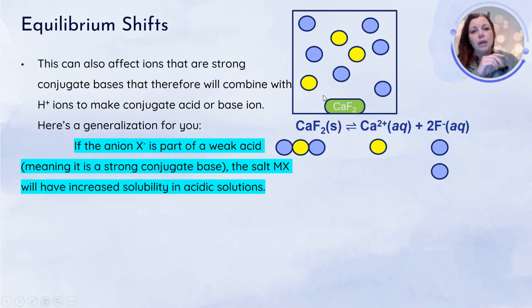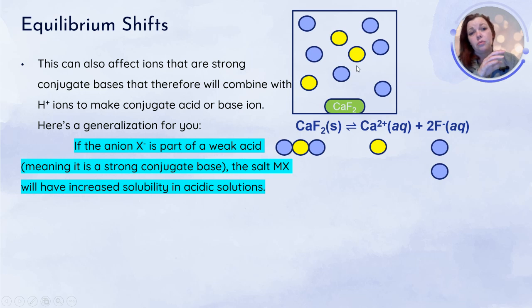So let's say that we have CaF2 that is dissolving in water. Now CaF2 has a pretty low Ksp value, so it's not going to dissociate to a great extent, but it will just a tiny little bit. So let's say that we have CaF2. This is not proportional. It is proportional in terms of charge.